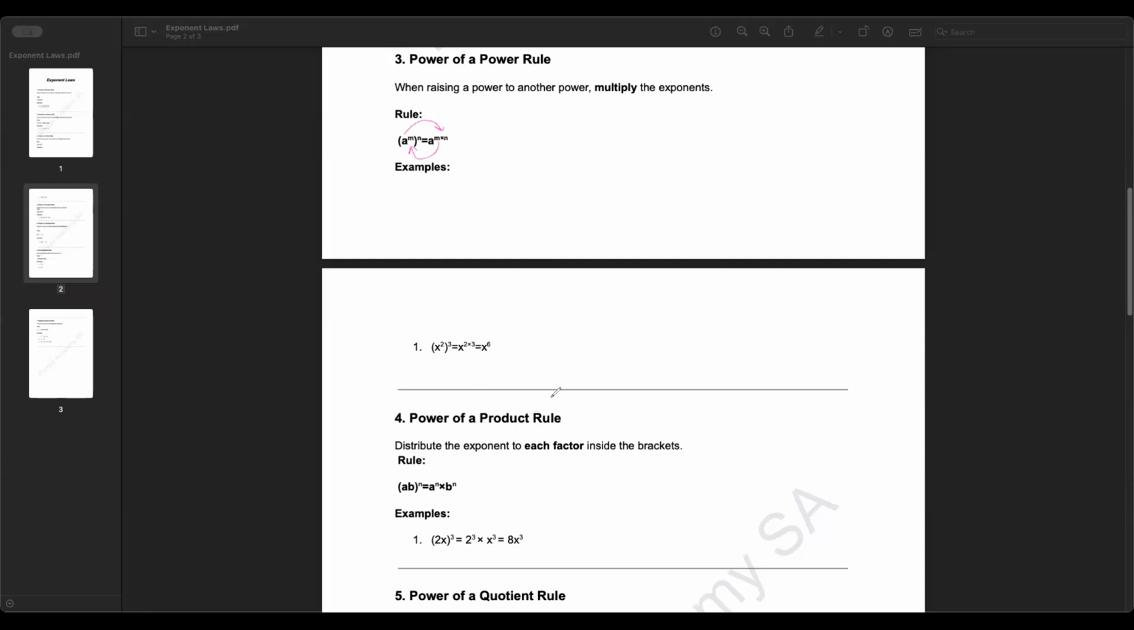So when you look at the power of a product rule, we distribute the exponent to each factor inside the brackets. So in this case, where we have a, b in here, and we're raising to the power n. So remember the power of a and b is 1 and 1. So when we multiply 1 times n, we get a to the power n, and b, the exact same thing, b to the power n.